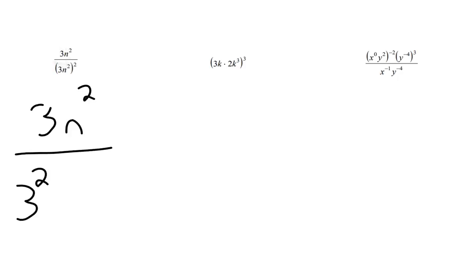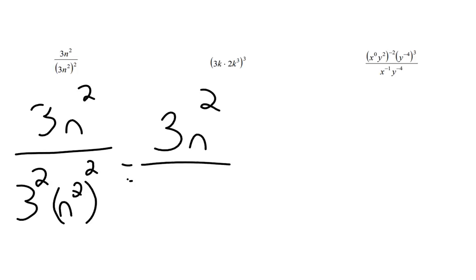So to simplify these, if I look at the first one, 3n squared over 3n squared to the 2nd power, what I've got to do first is this squared. Got to treat it kind of like distribution, so I have to distribute that twice. My numerator I'm going to keep the same. On the denominator, I'm going to have 3 squared, and then n squared that's being squared. So I'll have 3n squared on top over 3 squared, which is 9, n squared to the 2nd power, which is n to the 4th power.